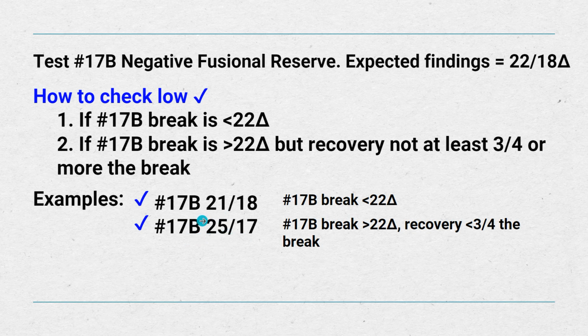For the second example, 17B is 25 over 17. Mas taas iya 25 sa 22, pero ang iya recovery is less than 3/4 the break. So, recovery is 17. Pila may 3/4 aning 25? 25 times 3 divided by 4, so 18.75. So, mas dako man tong 18.75 ang kining 3/4 the break, so gi-consider siya low.